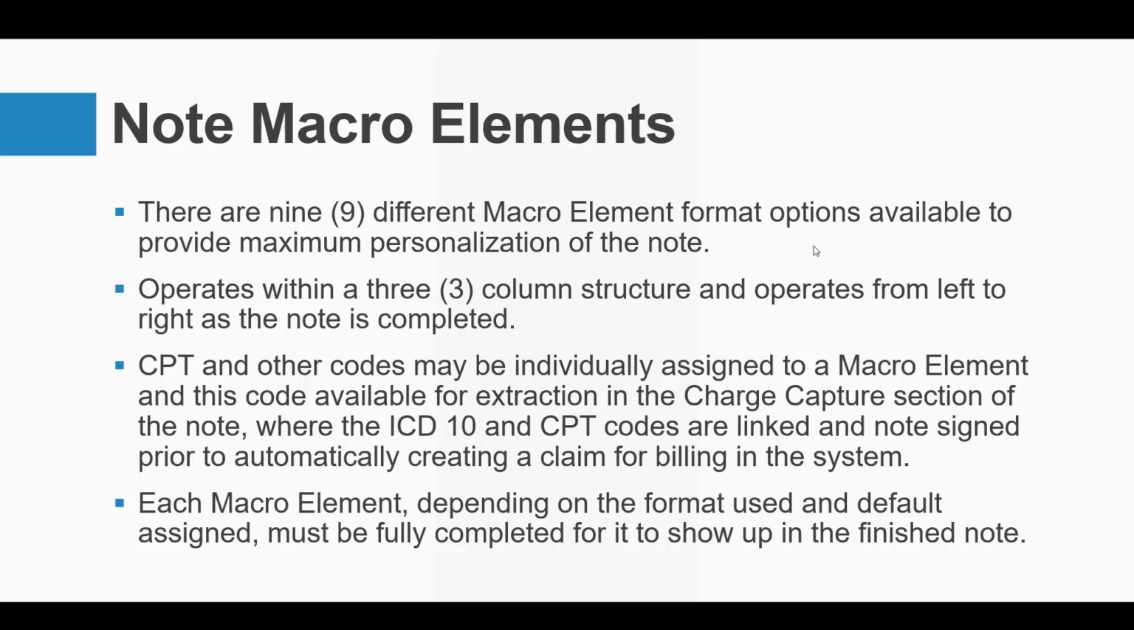But the second part of this is that if the note is not completed like it should be in that procedure section of the note, then that CPT code will not drop. And when that's identified, it forces the provider to go back to that procedure section to complete the note and to maintain compliance with coding and documentation requirements. And then finally, each macro element, depending on the format used and the default verbiage that could be assigned, again, must be fully completed for it to show up in the finished note.